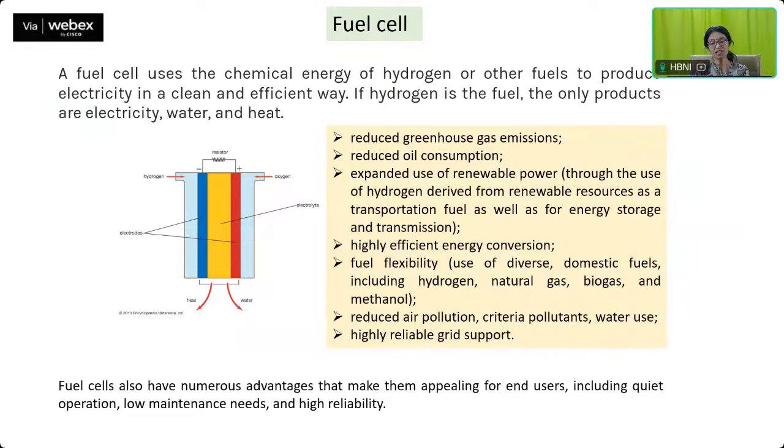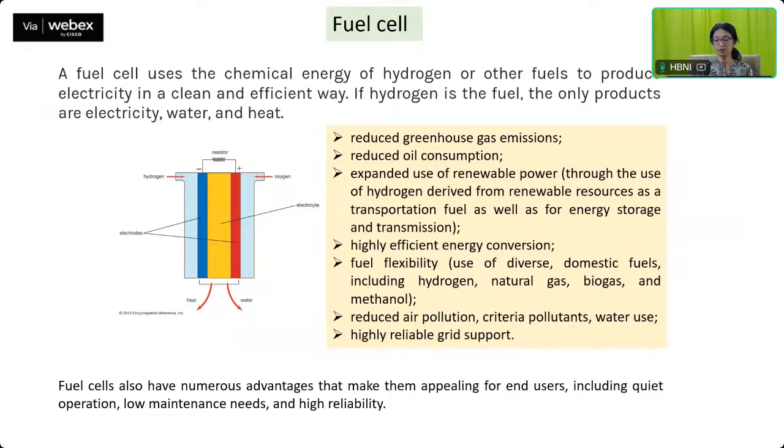You have fuel flexibility. You can use diverse domestic fuels, including hydrogen, natural gas, biogas, and methanol in a fuel cell. Generally, the name of the fuel cell differs as per the fuel you are using. Normally in a fuel cell it is hydrogen and oxygen, but you can also use diverse domestic fuels like hydrogen, natural gas, biogas, as well as methanol. And obviously, it has much reduced air pollution. Why? Because it gives you only water as a byproduct.